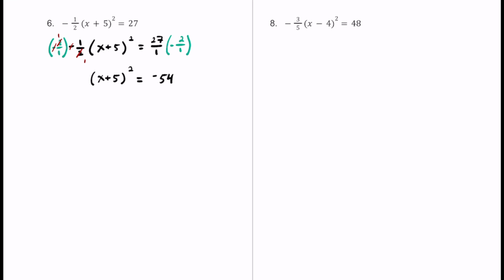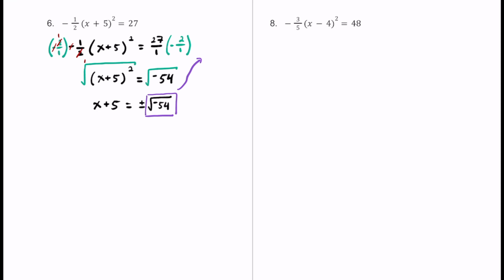And then now that the x plus 5 squared is isolated, we can go ahead and take the square root of both sides of the equation, right? So on the left side, we'll just have this x plus 5. And on the right side, we're going to have plus or minus the square root of negative 54. Okay, so this square root of negative 54, this radical, we got to take a look at it and see if we can simplify it a bit.